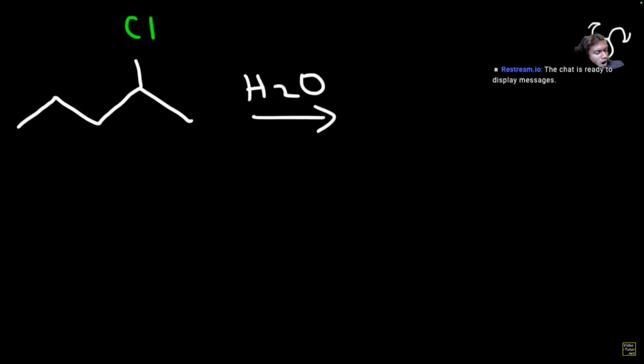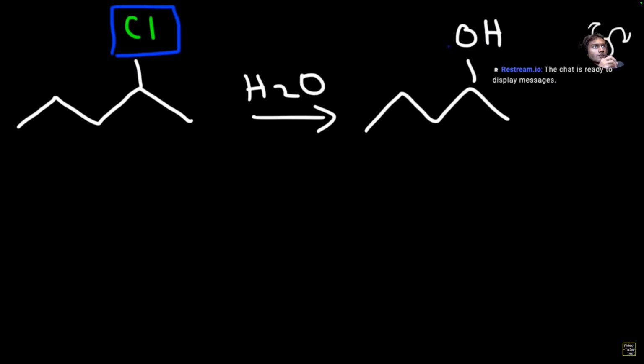Now let's say we have this molecule, 2-chloropentane, and let's react it with water. One of the products that we can get in this reaction will be 2-pentanol. And what type of reaction do you think this is? Notice that we replace a chlorine atom with an OH group. So we've substituted the chlorine atom with an OH group. So this is called a substitution reaction.